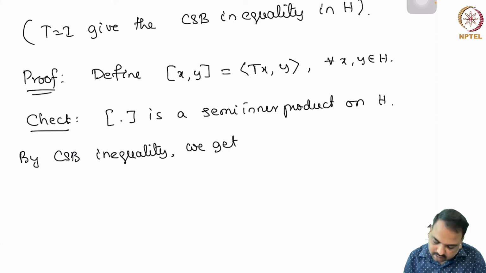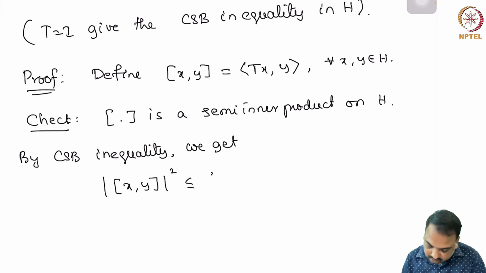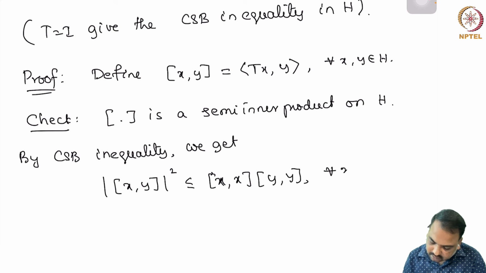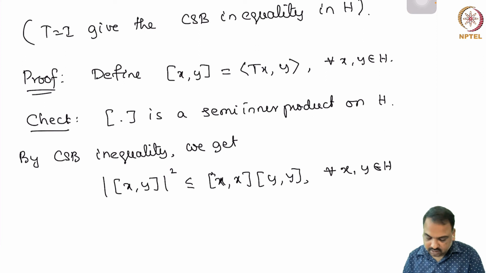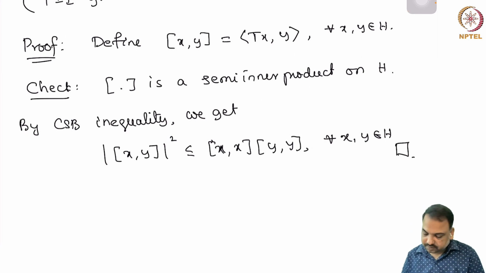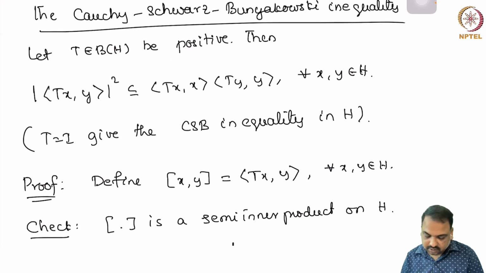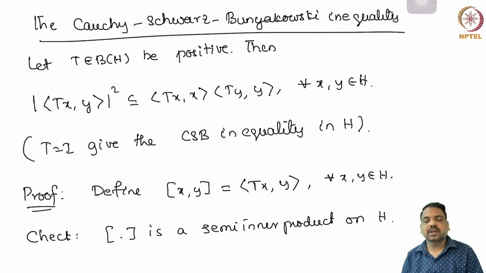So we get that this is less than or equal to box(x,x) multiplied by box(y,y). So if you replace this box(x,y) by inner product Tx with y, we get the conclusion. Okay, so this is the Cauchy-Schwarz inequality for positive operators. This result will be used at a later stage.